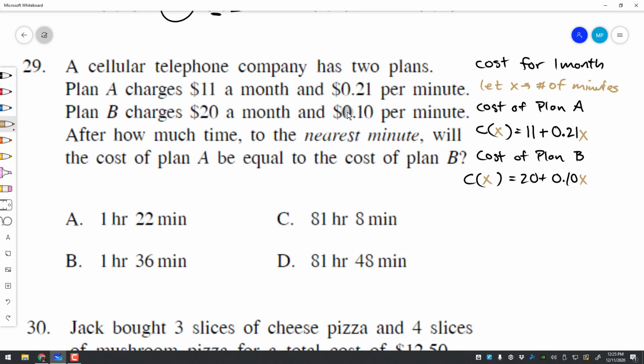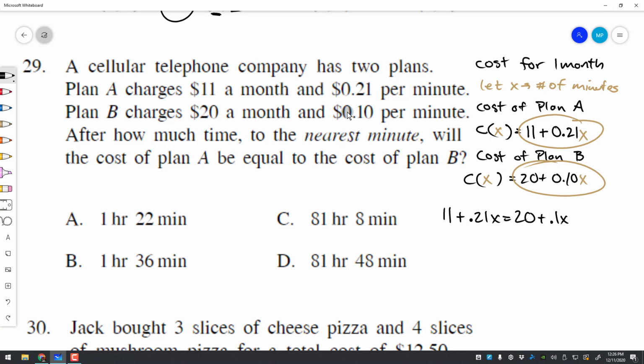Now I want to know, when will the cost of Plan A equal the cost of Plan B? To find out what value of x makes them equal, let's set them equal and solve. When does 11 plus 0.21x equal 20 plus 0.1x? I'm just getting rid of the extra zeros here we don't need.